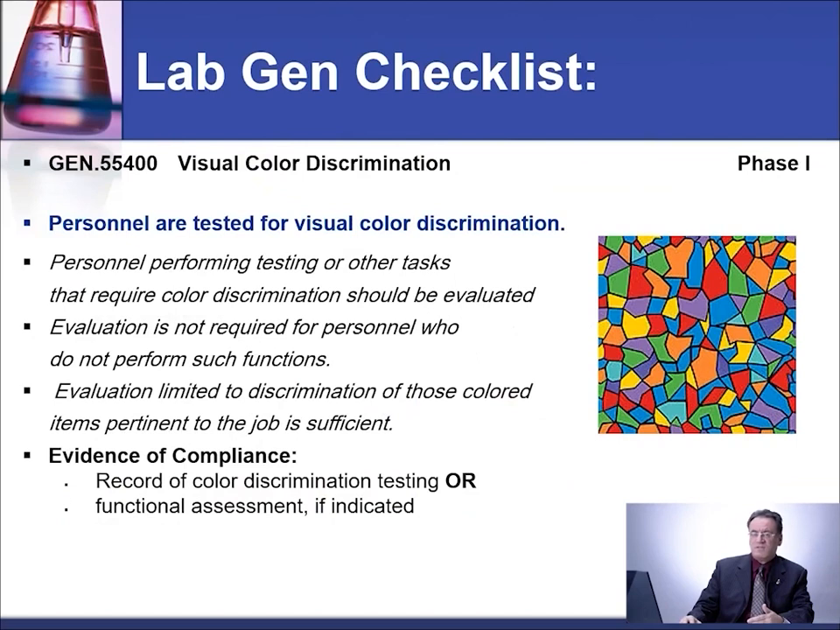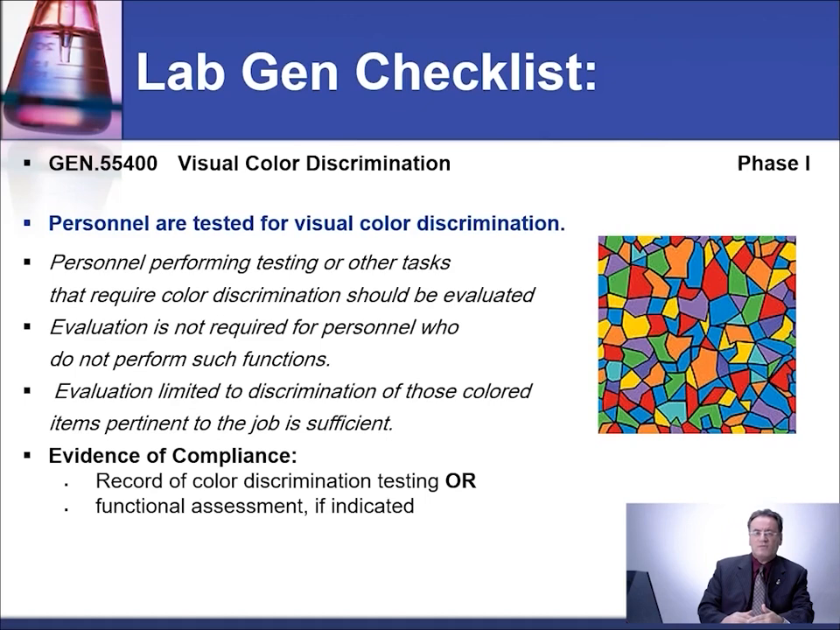Visual color discrimination. This is needed for those who test and discriminate between colors, like in hematology if they are doing a differential, or in microbiology if they are doing a gram stain, for example. So it is needed for those. Okay.